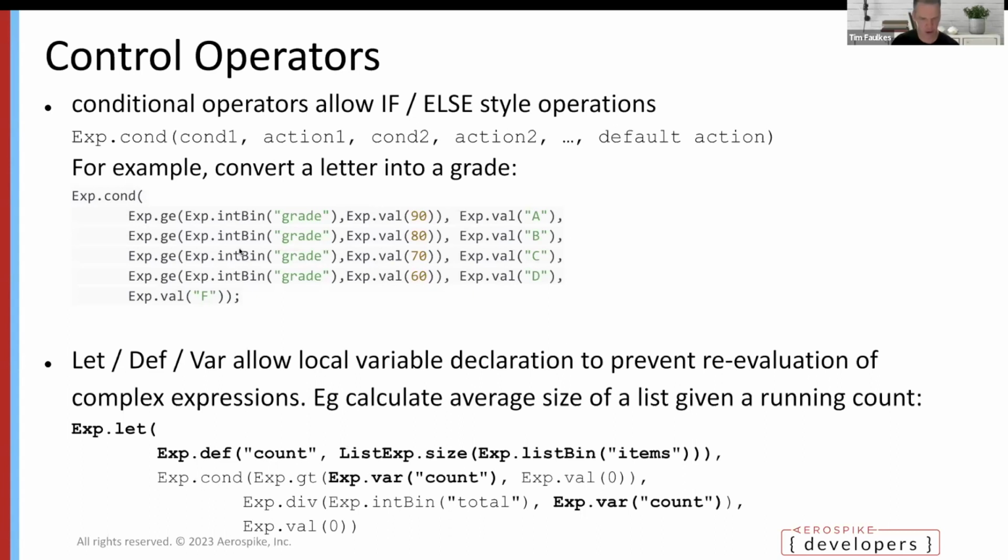So remember, our cond from up here is an if. So if this count is greater than 0, then what we want to do is return the running total divided by the number of items in the list. Otherwise, we're going to return 0. So it makes it safe. We're not ever dividing by 0. Nice, simple syntax. And using that let and def allows you to have very powerful expressions in there.